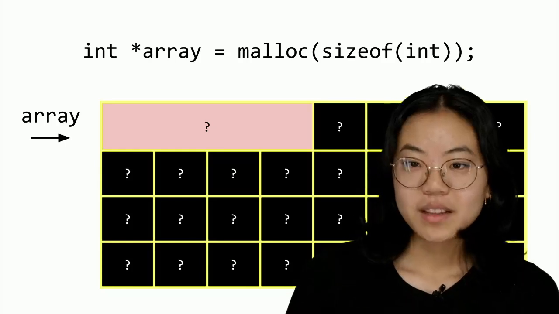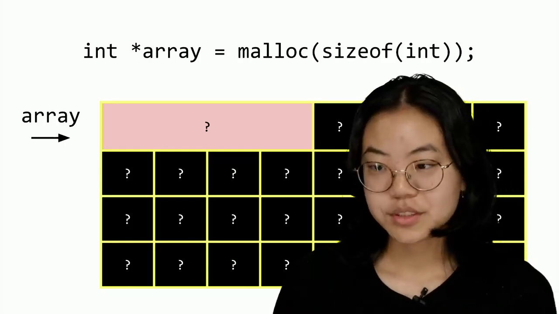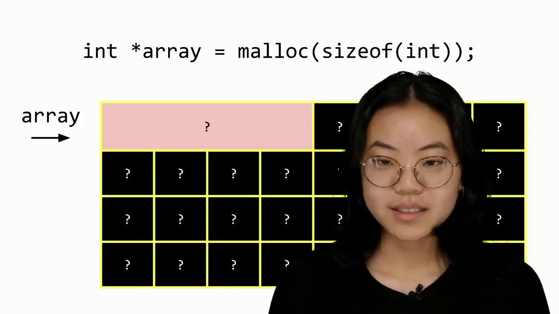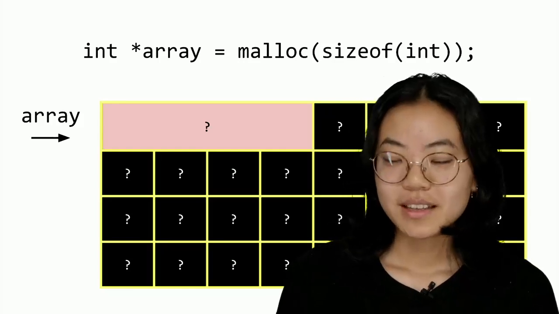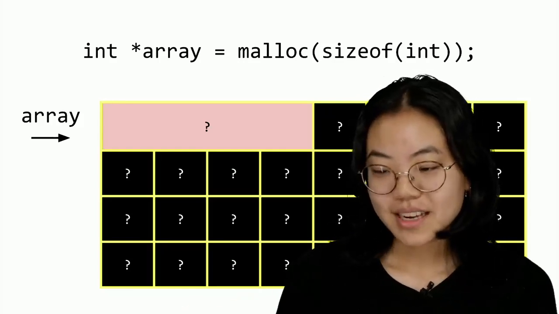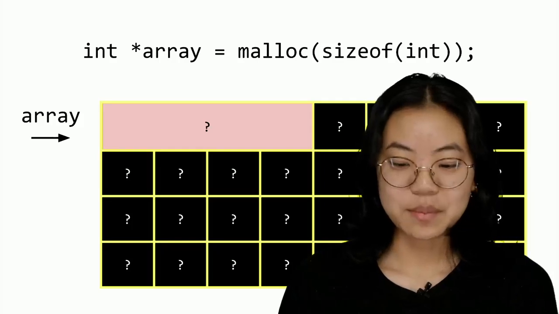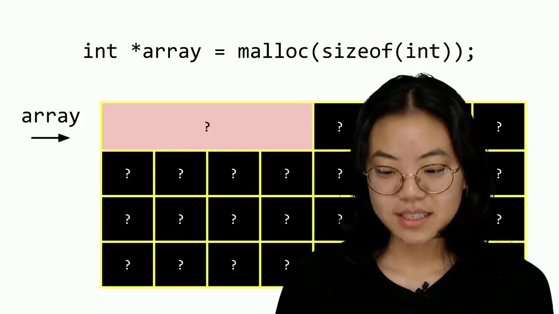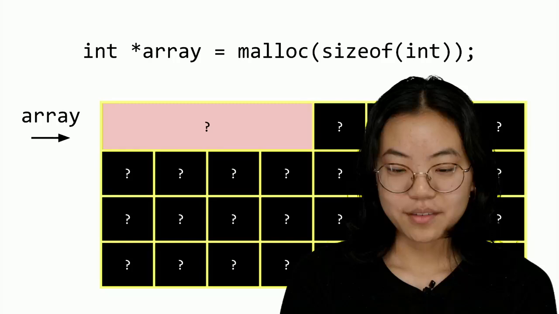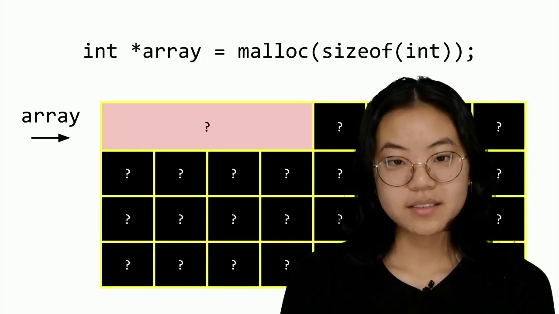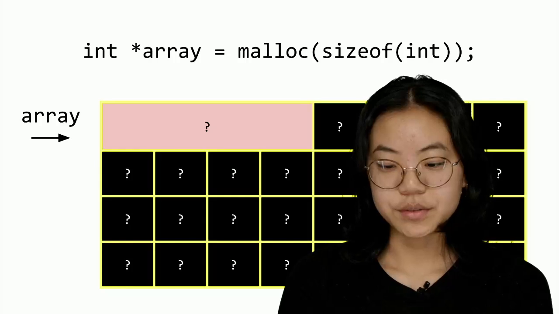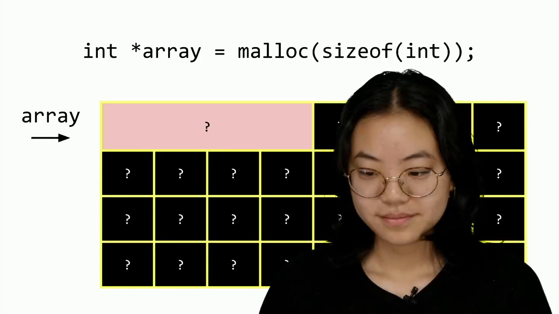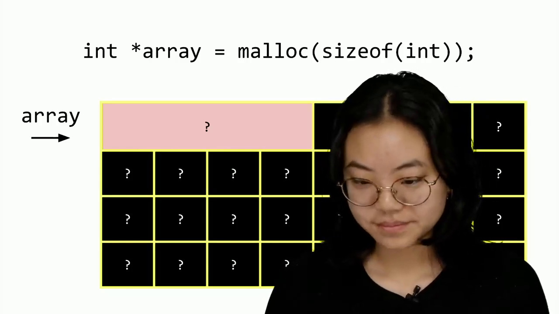So malloc takes the input of how much memory you need. I'm just going to store one integer for now, so give me whatever the size of an integer is, that much memory. And that's 4 bytes, as we know. So we can see in the memory here, we have our pointer called array pointing to a block of memory that's the size of an integer.